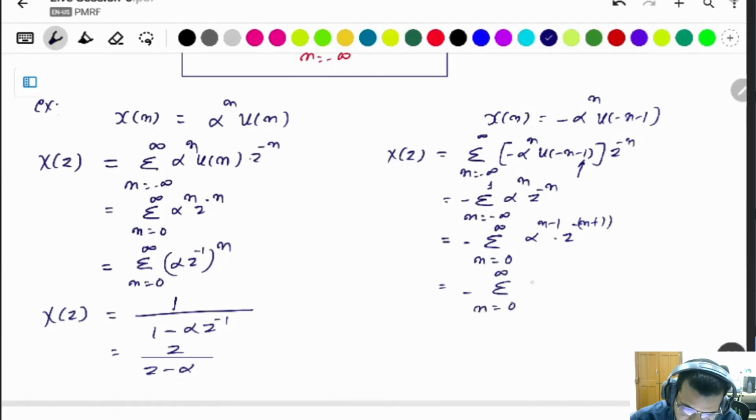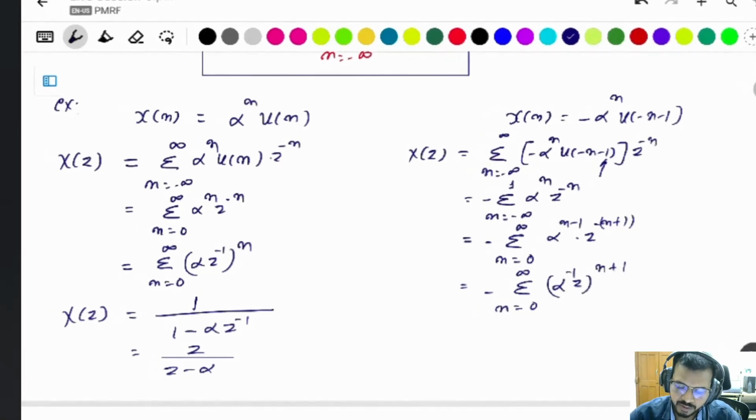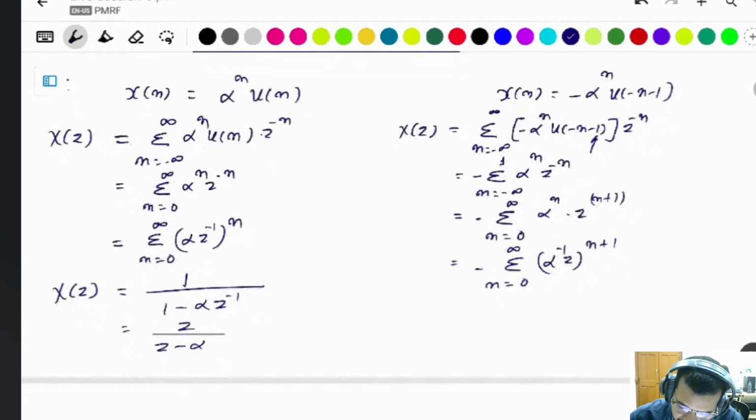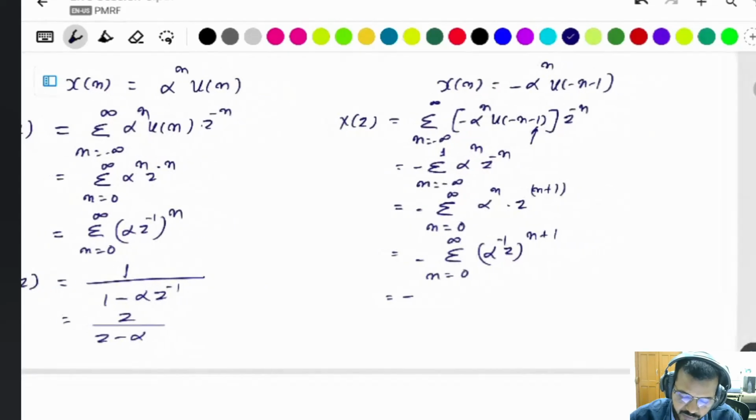From 0 to infinity, you can take alpha inverse z common. This will be n plus 1. If you reverse the order, then this will be a positive term. That's why I could take minus common. Then this will be alpha inverse z, which we will multiply by this term, n plus 1, from 0 to infinity.